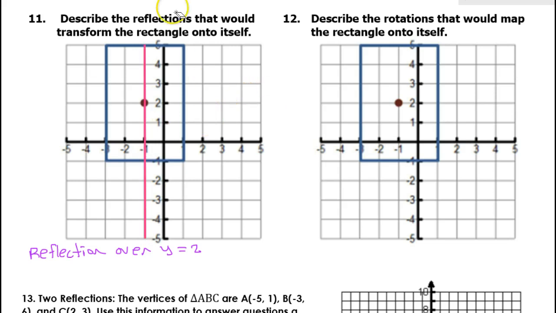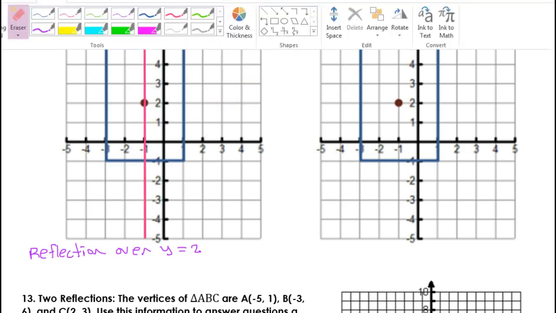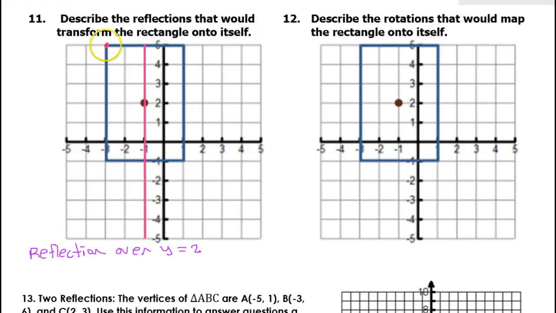Okay, and again, the reason why this would work is because, for example, this point would end up right here if I did this reflection. And for example, this point would end up right here. The entire left side of the rectangle would end up where the right side is, and the right side would end up where the left side was. Okay, so it would still look the same.